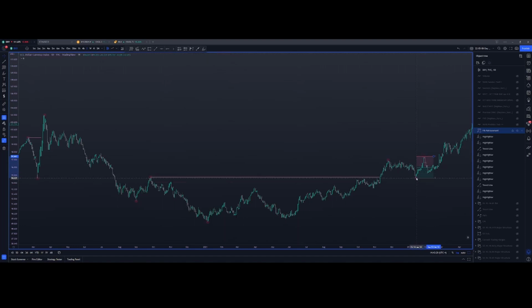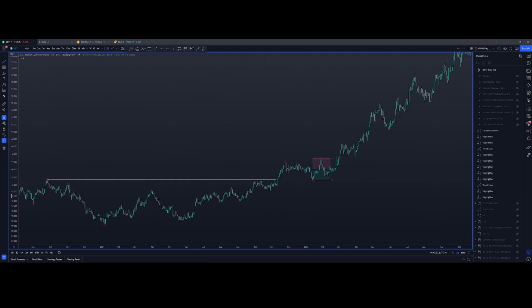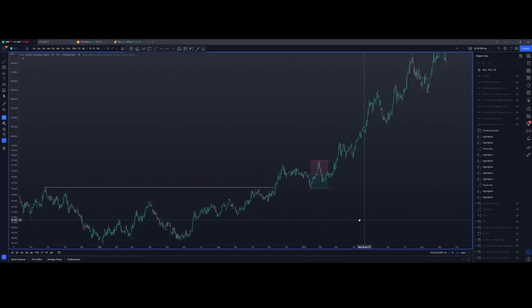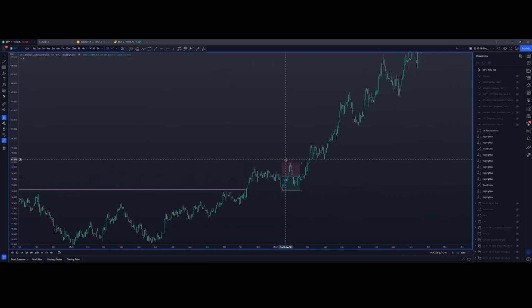So you'll be looking for a pullback into discount of that range, so below the 0.5 essentially, and then continuation to break the range high. And that's exactly what it does. It pulls back in, breaks the range high, and then at that point you again mark out your range. So this becomes your low and this becomes your high, and you'd be looking for a pullback and then a break of that high, which is what we see here.